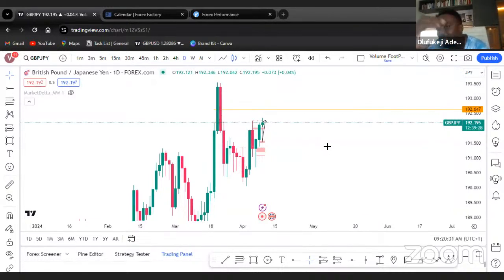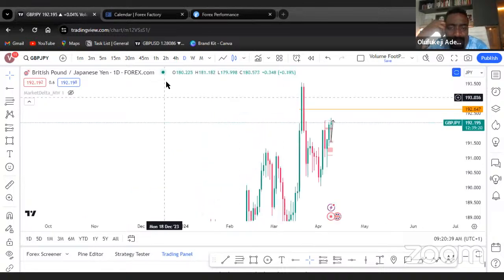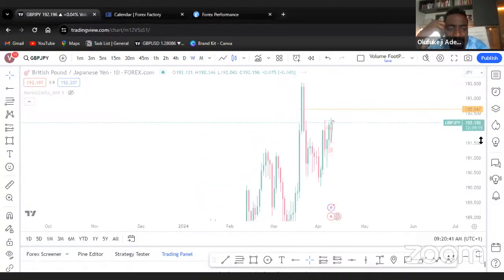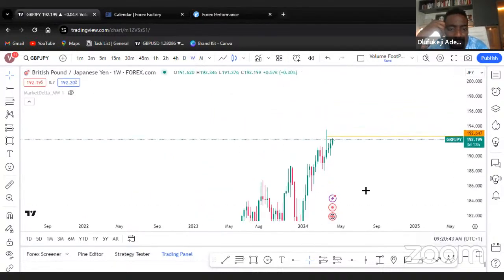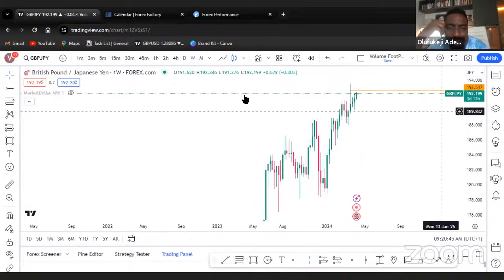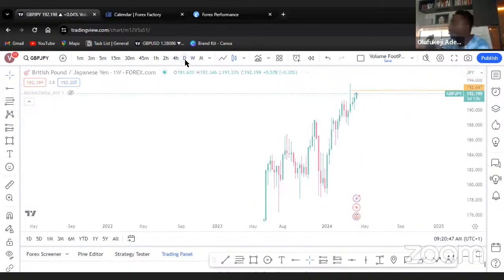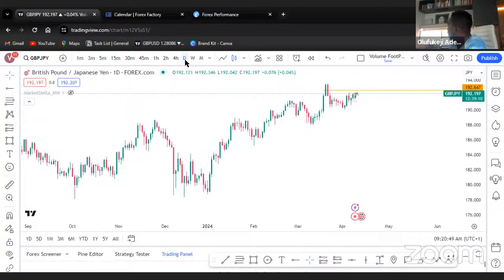In as much as we mark things, I always like seeing what the most recent price action is. So for me, this is the most recent price action on the weekly. Did someone mark anything on the weekly? There's nothing on the weekly. So I'm just looking at the recent price action.